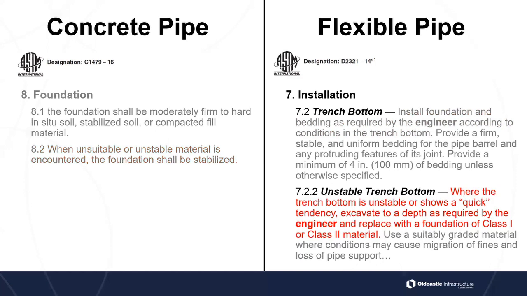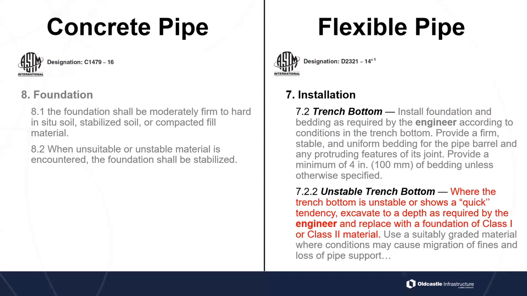However, for flexible pipe, where the trench bottom is unstable or shows a quick tendency, excavate to a depth as required by the engineer and replace with a foundation of class 1 or class 2 material. So again, the responsibility is on the engineer to determine the depth that it needs to be put in there. There's really no recommendations here on how deep an unsuitable trench bottom should be. But that is up to the engineer to run the calculations and determine what that depth is, and then what type of material it needs to use. You can use class 1 or class 2, but again, it is up to the engineer to determine what that should be.